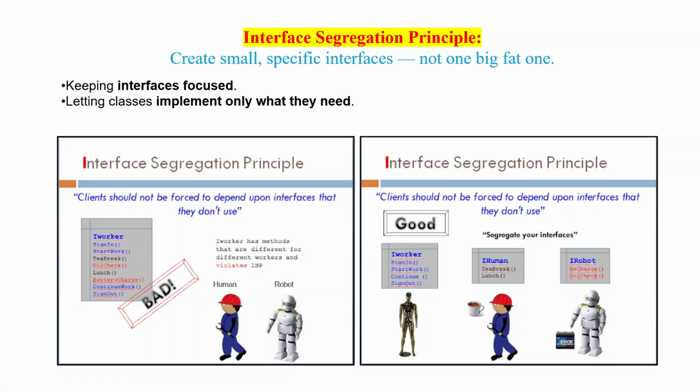So in this lecture, we will study the fourth SOLID principle, that is the Interface Segregation Principle. Let us begin with our analogy. So here you can see I have an IWorker interface, and it has a list of methods, a long list perhaps. And we have two classes, Human and Robot.